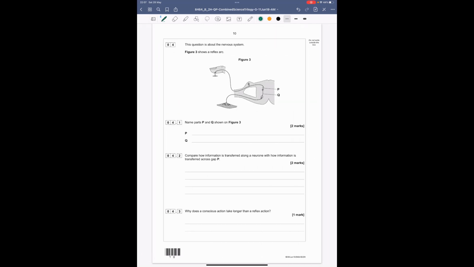Question 4 then is talking about the nervous system, and it shows a reflex arc with our different neurons in it. Name parts P and Q. Well, P is pointing towards the gap between 2 neurons, so the gap is called a synapse. Q is a connecting neuron that might be in the spinal cord, and that type of neuron that connects the sensory neurons, which carry the information to it, and the motor neurons that carry it to the effector. These are called the relay neurons.